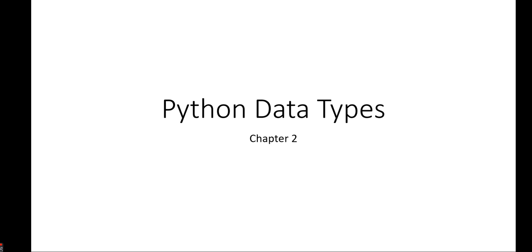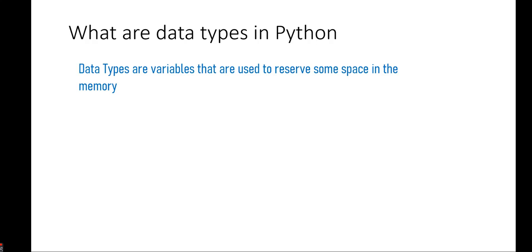So today we will be discussing chapter 2 of the Python tutorials. It is Python data types. We will be discussing what are the common data types that we use in Python. Before I proceed, we all should know what data types in Python are. Data types are variables that are used to reserve some space in memory. Whenever we define any int, float, or any type of data value, we need to initialize it with some data type. That's why we use data types in Python.